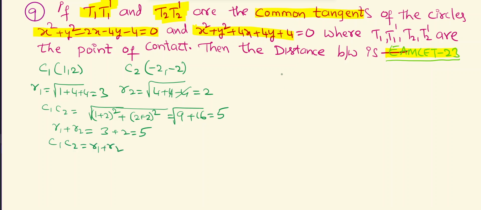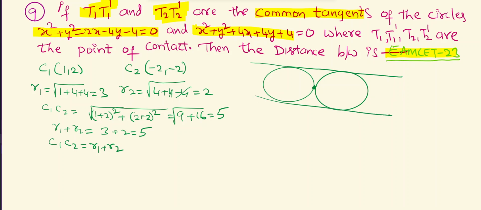That means both the circles touch each other externally. This is the position of the circles, they are touching externally. So these are the points of contact of the circles. This is T1 and this is T1 dash, T2 and this is T2 dash.